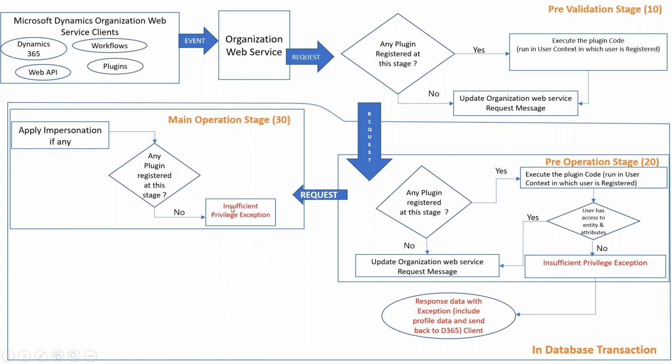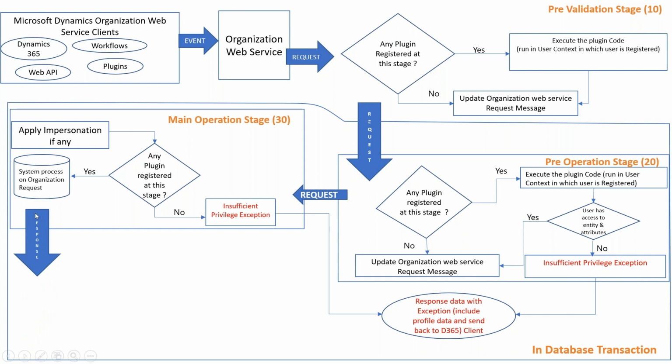If no, then it will give an insufficient privilege exception. And this message will be passed in the response with the data, and it will pass to Dynamic 365, this insufficient privilege exception. And now suppose it is set to yes, and if any plugin is registered, then the system will process an organization request.